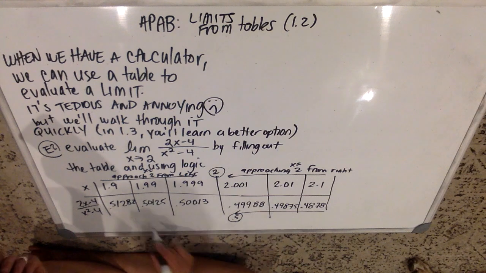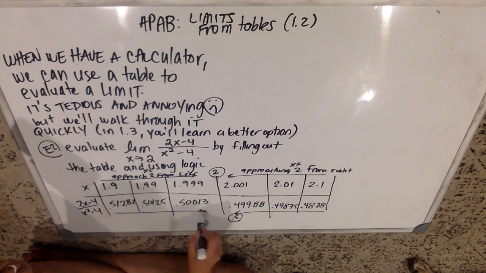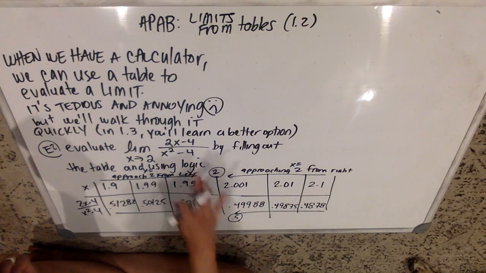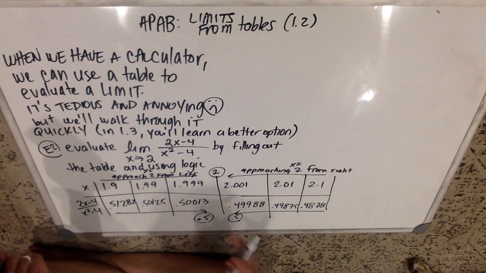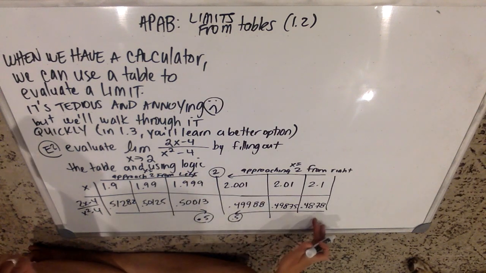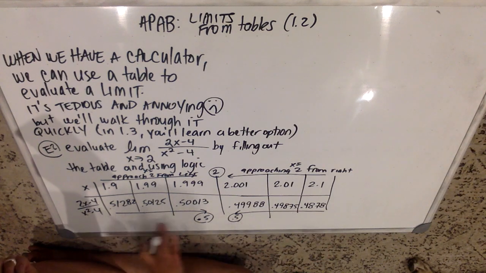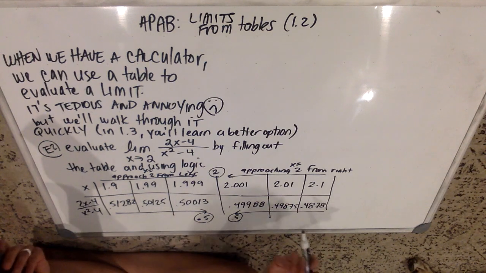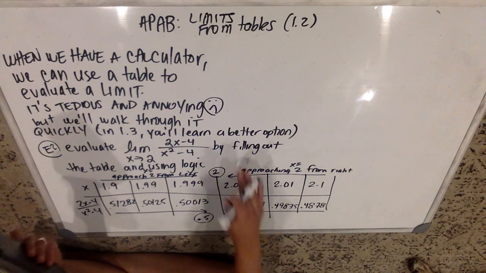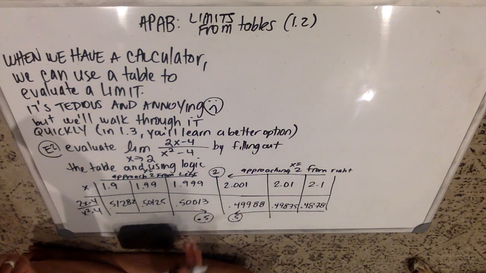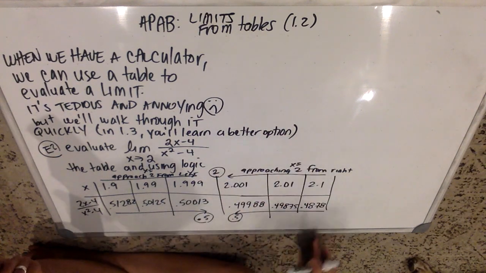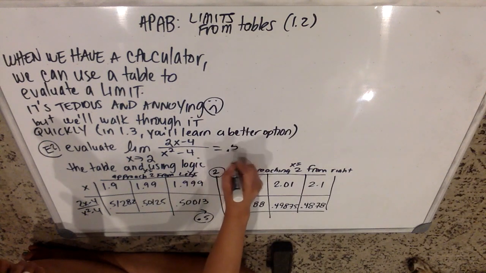They're getting closer and closer to 0.5. And from this direction, these values are also approaching 0.5. So the value of this double-sided limit, the right-sided limit, is 0.5. The left-sided limit, as I approach from the left, is also 0.5. So my answer is that when I'm asked to evaluate that limit, it's equal to 0.5.